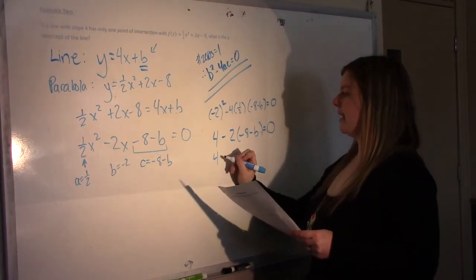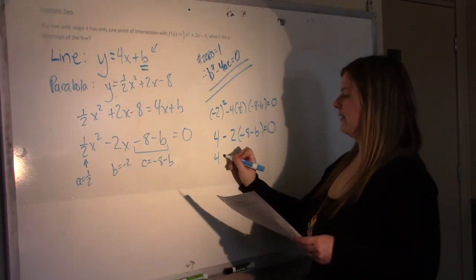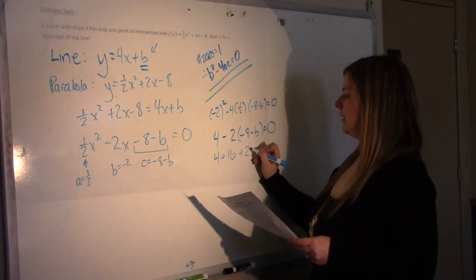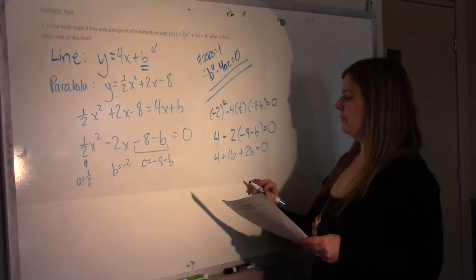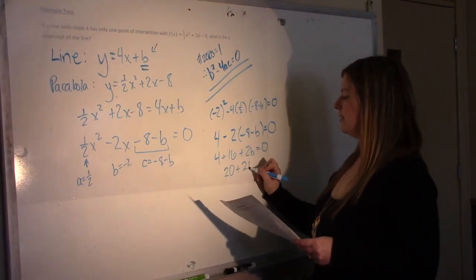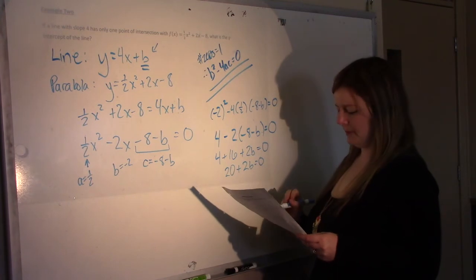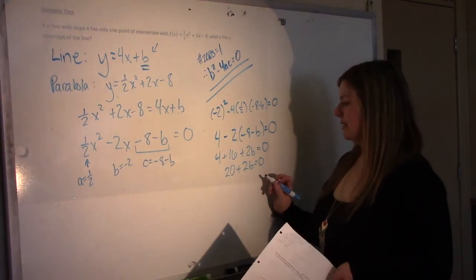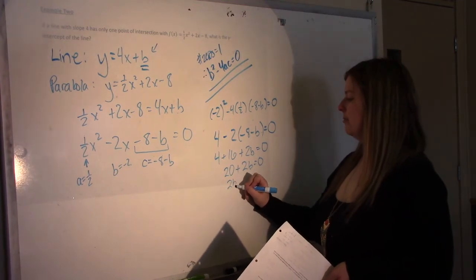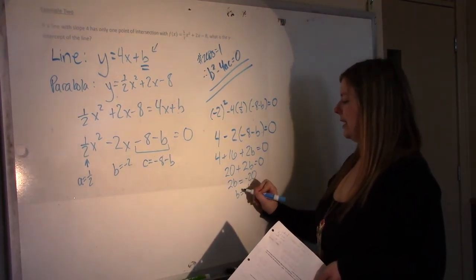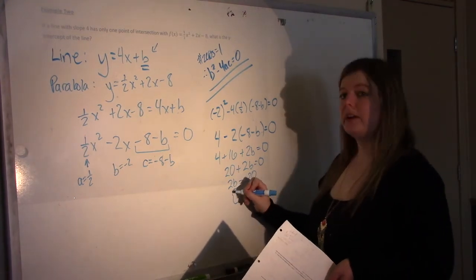So let's just expand this. Minus 2 times negative 8 is plus 16. Minus 2 times minus B is plus 2B equals 0. So 4 plus 16 is 20. So 20 plus 2B equals 0. We want to isolate B because we want to solve for B. So we get 2B equals negative 20. B equals negative 10. So there you go.